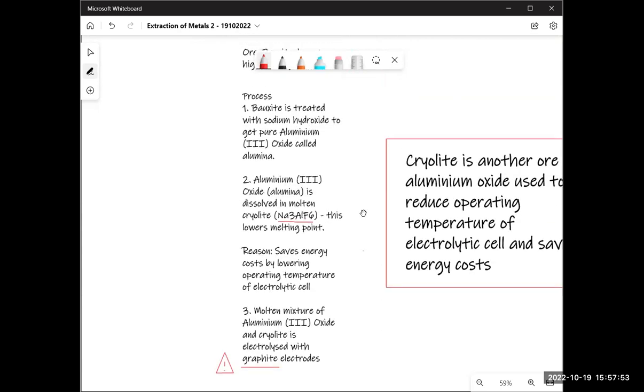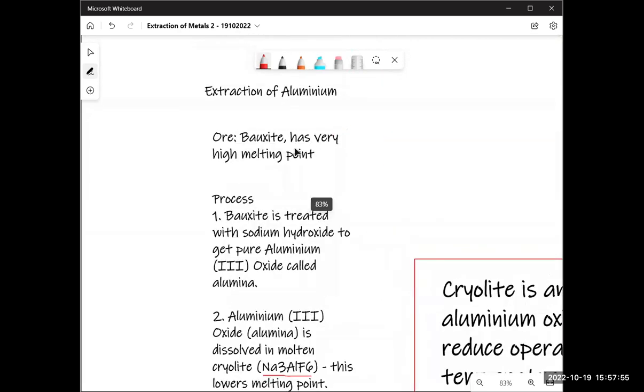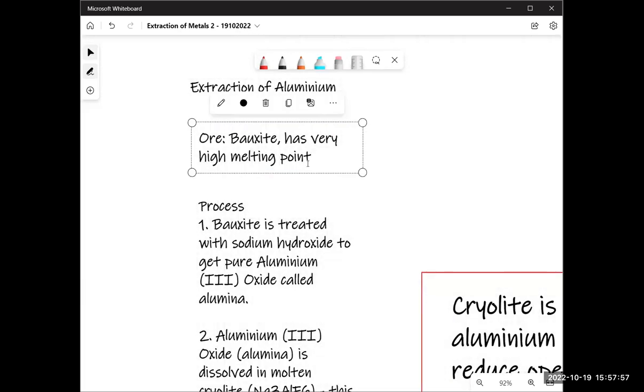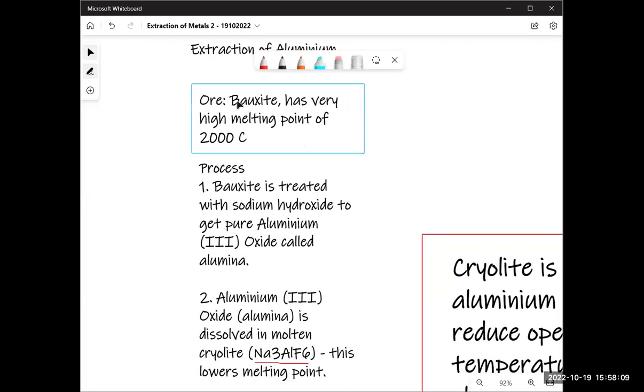Now, in your notebook, write a few things. Over here, the ore bauxite has a very high melting point, say 2030 degrees Celsius. Let's just say 2000 degrees Celsius. Write this in your notebook. Melting point of bauxite is this much.